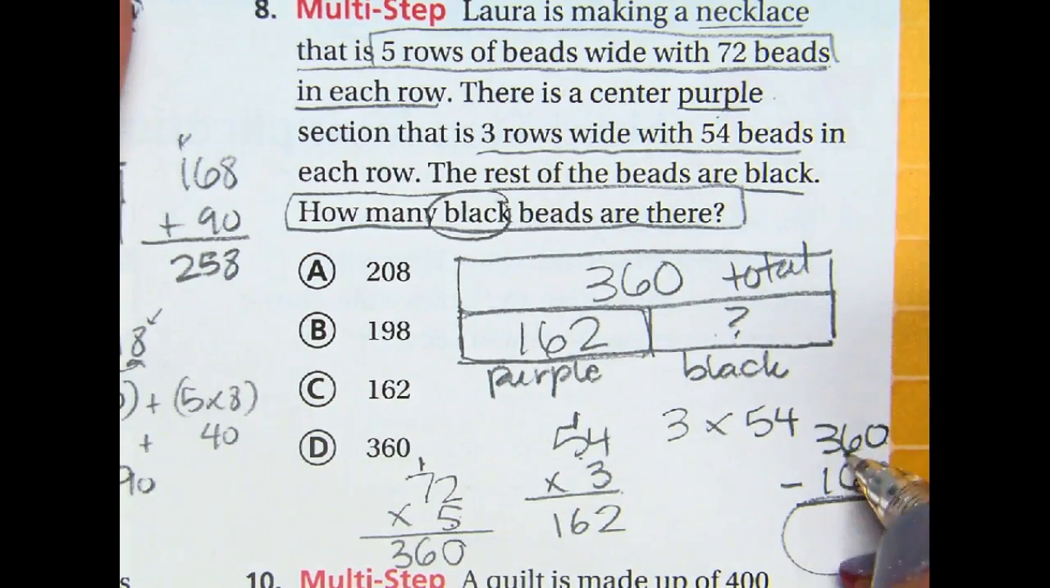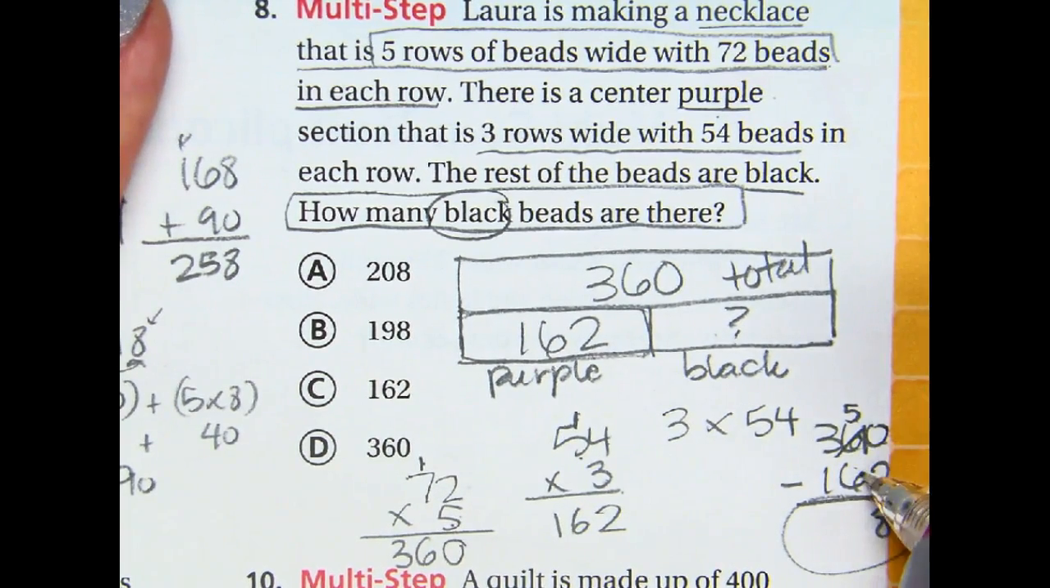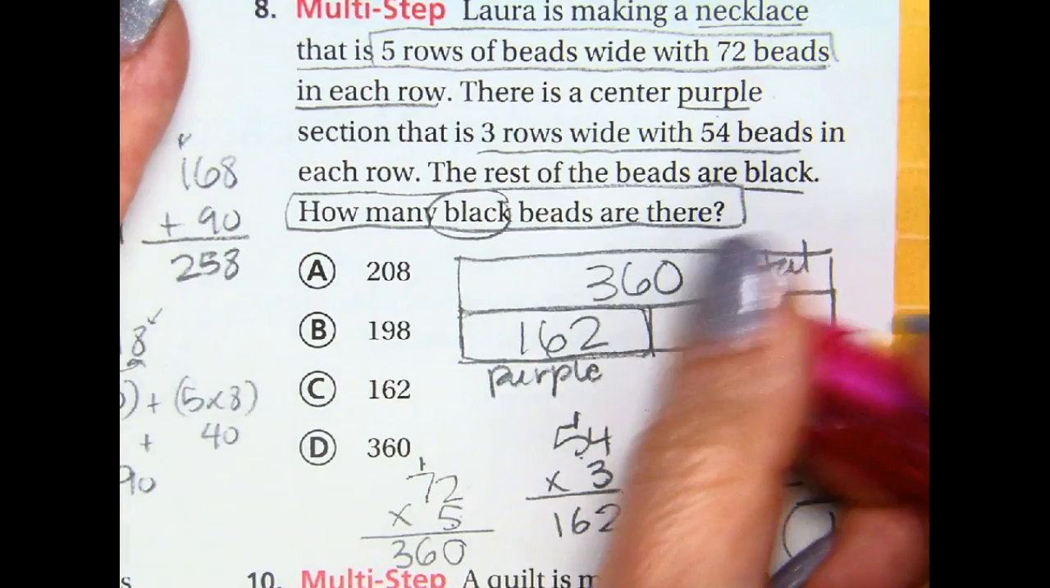So 0 minus 2, can't do that, so let's borrow. It's 10 minus 2 is 8. 5 minus 6, you can't do that. You can't take 6 away from 5. We need to go next door and borrow. So that becomes a 2, and that's a 15. 15 minus 6 is what? 9. 2 minus 1 is 1. So we have 109.